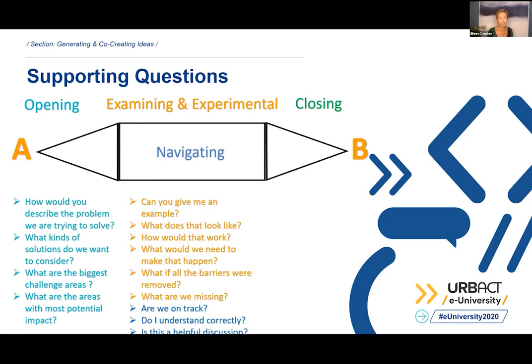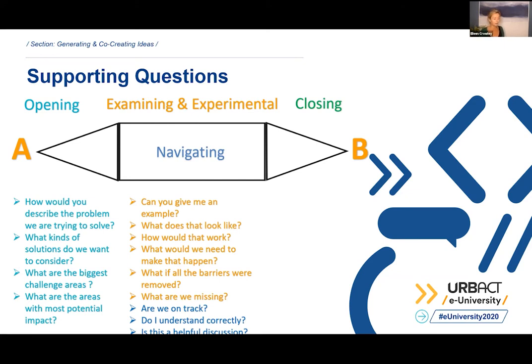In the exploration stage, you want to ask questions that are more examining or experimental. So an examining question might be, can you give me an example of that? And an experimental question might be, what if all the barriers are removed? So you want to push people's boundaries and let them think a little bit differently.